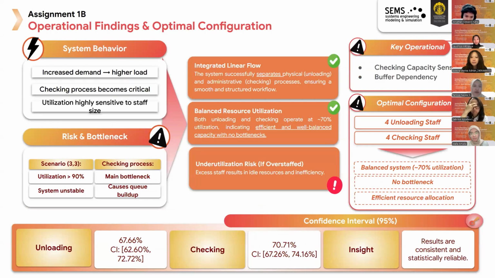This is the optimal configuration. The simulation indicates that checking capacity is highly sensitive to staff levels. The optimal configuration was for unloading staff and for checking staff. This setup maintained utilization around 70%, avoided bottlenecks, and produced statistically reliable results.